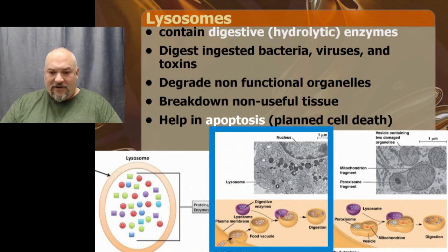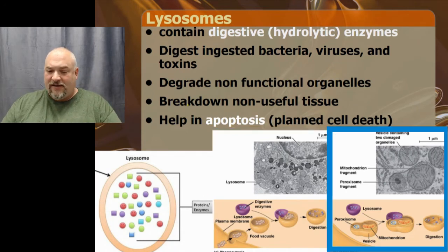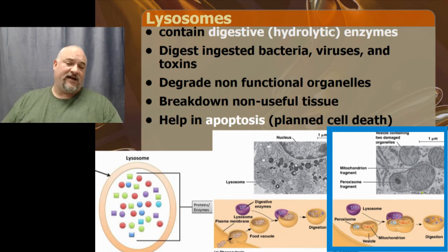We can see that down here in this picture with what we call phagocytosis, where a food vacuole comes in, the lysosome comes over to that food vacuole, releases its enzymes in there, and we can digest that food into smaller pieces that we can then reuse for other things, or take to a mitochondria so we can get the energy out of it. We can break down non-useful tissue and non-functional organelles. We see that over here, where we can bring in these mitochondria and peroxisomes that are not really functioning anymore. Lysosome, once again, injects some of its digestive enzymes, and we can break those things down so we can reuse the raw materials and not have this stuff clogging up our cells.